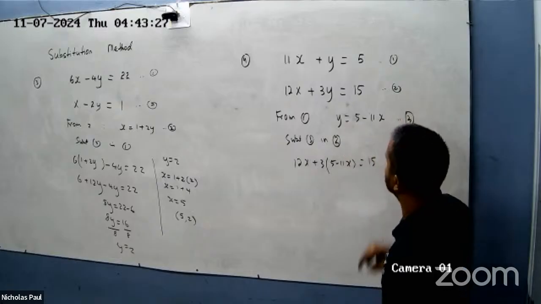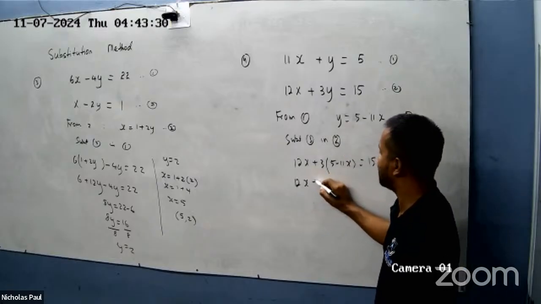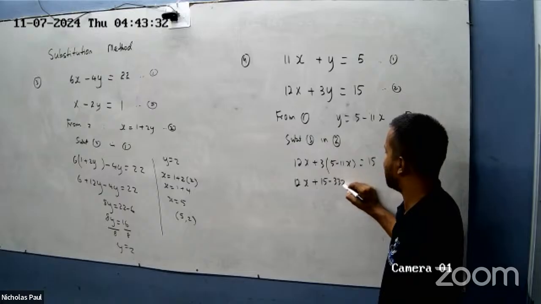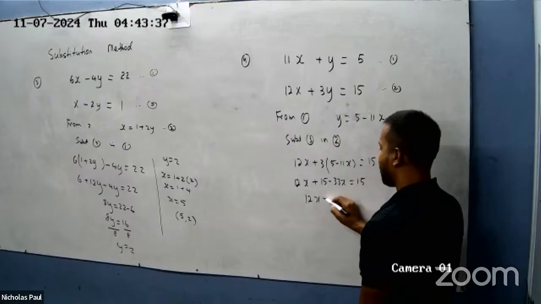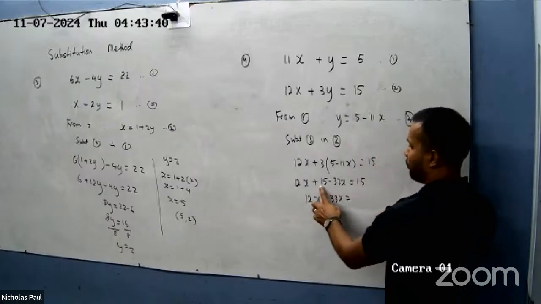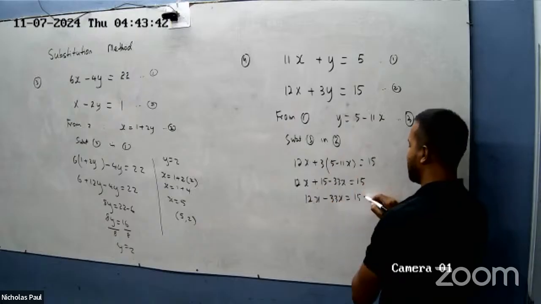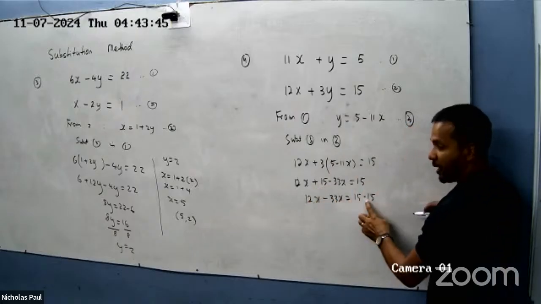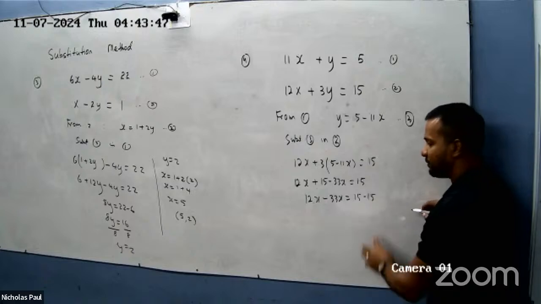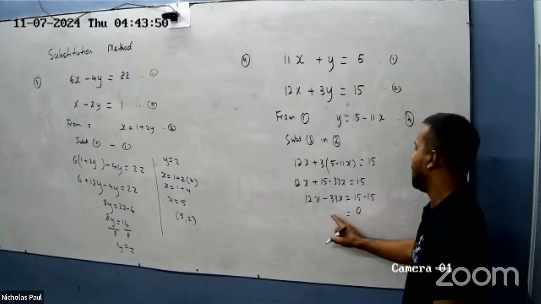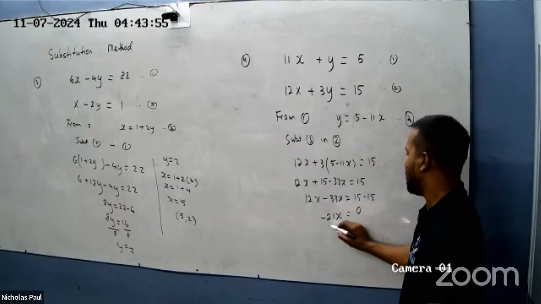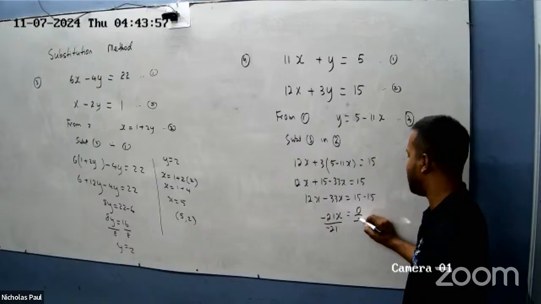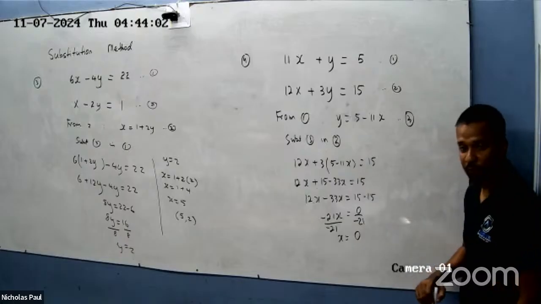So this is 12x plus 15 minus 33x is 15. Leave the x's here. Bring the constants on this side. Positive 15 becomes minus 15. 15 minus 15 is 0. And this is what? Minus 21. Divide both sides by minus 21, and you'll get x is 0.